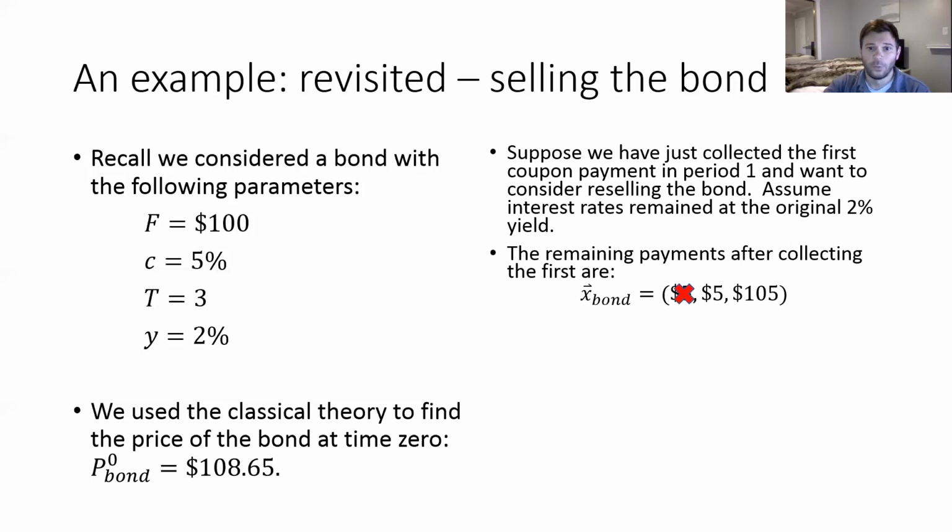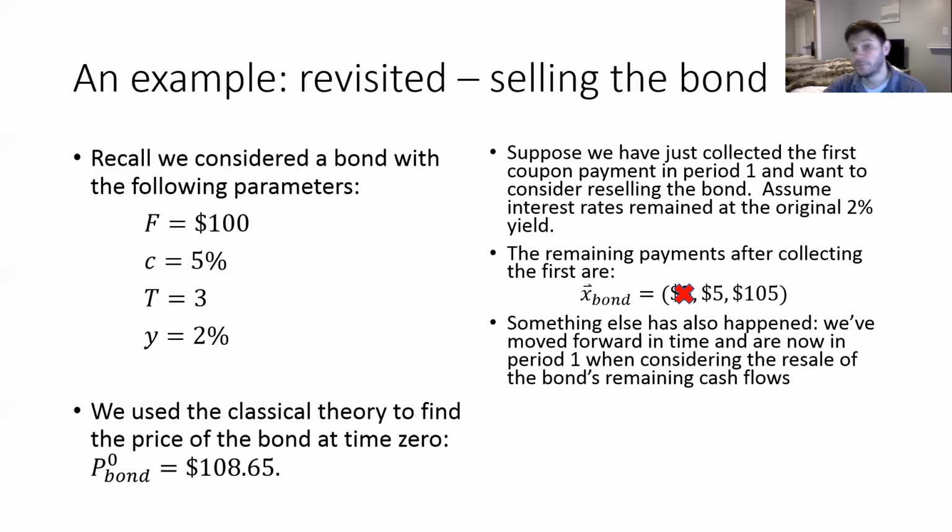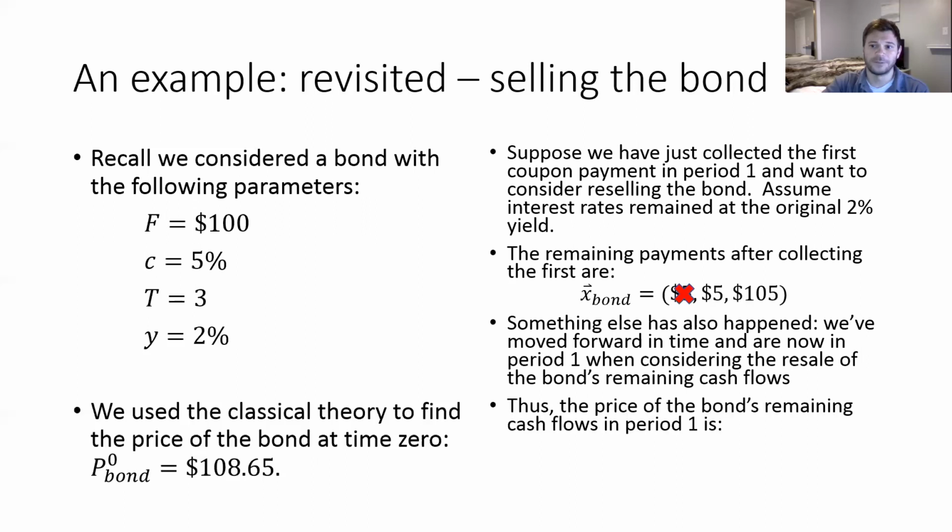Now, once we've collected that first payment, something else has also happened. We've moved forward in time. And we're now standing in period 1, meaning those 2 future payments are closer to us. It looks like they're going to come sooner because we've actually moved closer to them. Okay, so the price of the bond's remaining cash flows, if we are in period 1 now, so I'm going to use a little 1 subscript above the price, just involves us discounting the remaining 2 cash flows.